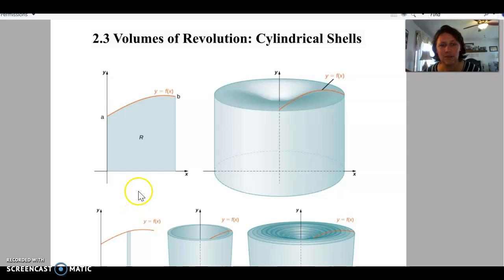This is notes for section 2.3. We are going to be working on volumes of revolution, and this is called cylindrical shells. The OpenStax book has really good images and pictures, so that's what all of this is taken out of. If you want to look through that book and follow along, you can, or you can go back to it and use it as a reference. I'm just going to be paraphrasing what they had in there.